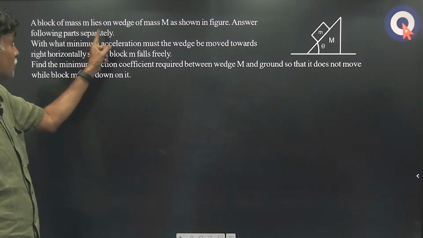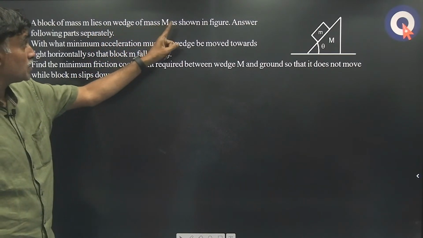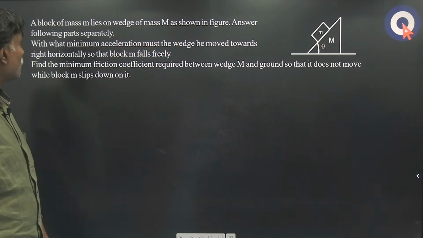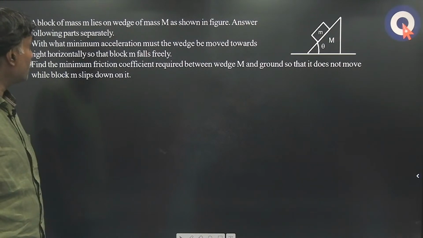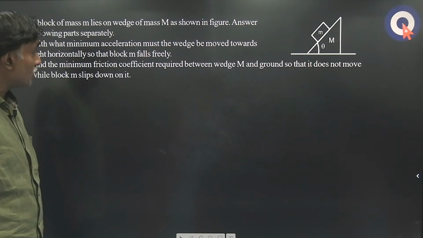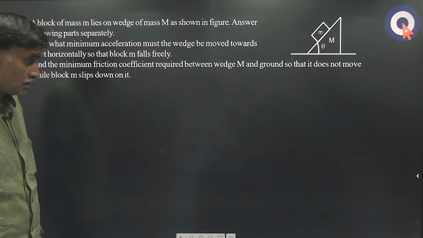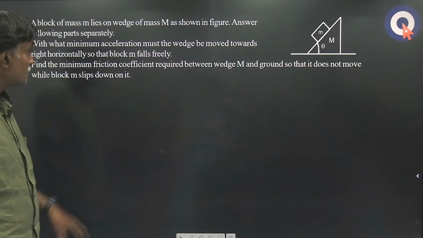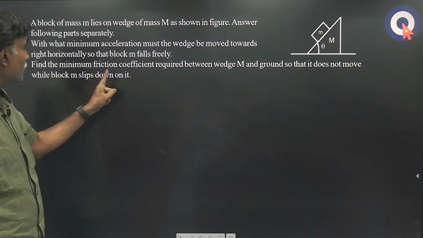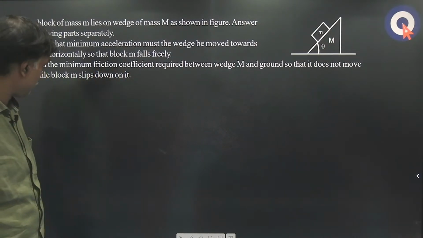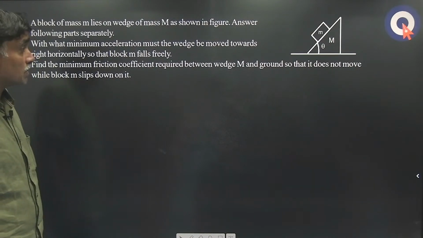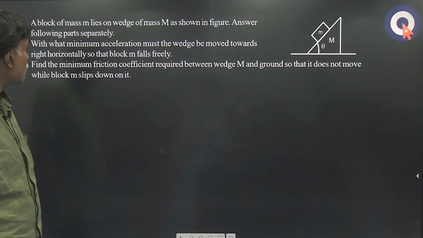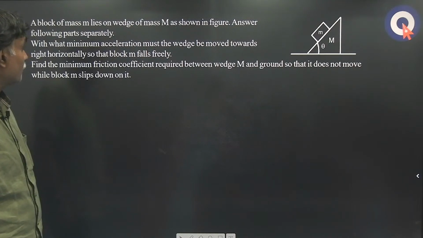A block of mass m lies on a wedge of mass capital M as shown in the figure. Answer the following parts separately. With what minimum acceleration must the wedge be moved towards right horizontally so that block small m falls freely? That is the first bit. And second bit, find the minimum friction coefficient required between wedge capital M and ground so that it does not move while block small m slips down on it.